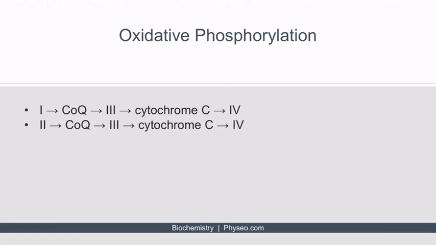Very briefly, notice that electrons move from complex 1 to coenzyme Q, then to complex 3, then to cytochrome C, and finally complex 4. Also notice that electrons starting from complex 1 do not move in numerical order because complex 2 is skipped. On the other hand, the electrons that start with complex 2, which you can see right below it, do move in numerical order. So you can see 2, 3, 4.